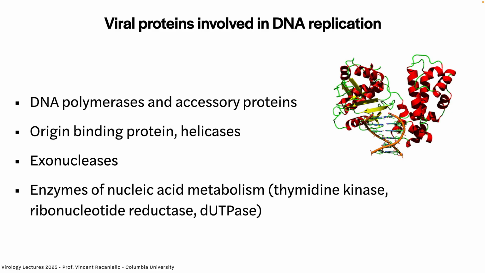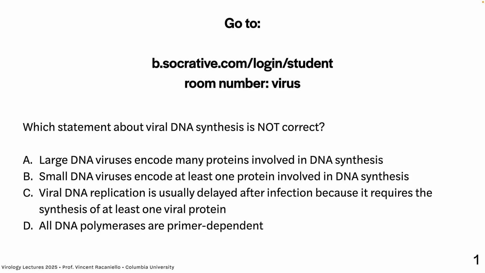So this is something that RNA polymerases don't have. They don't have exonucleases that can correct errors. Remember, errors always occur. There are always misincorporations of bases. And so DNA polymerases have exonucleases that can detect those and excise them so they can be fixed. And that lowers the error rate for DNA viruses. And then the enzymes that make the triphosphates: thymidine kinase, ribonucleotide reductase, dUTPase, etc. So a lot of proteins involved in DNA synthesis.